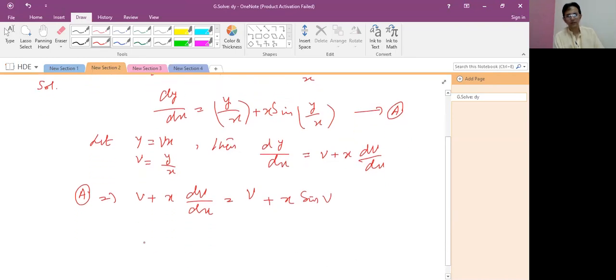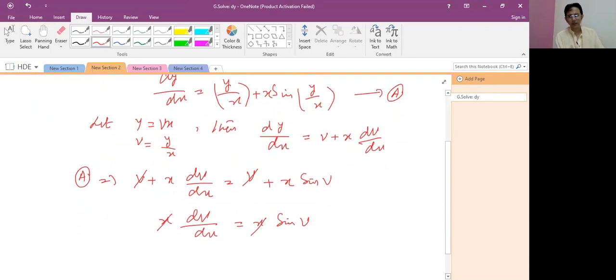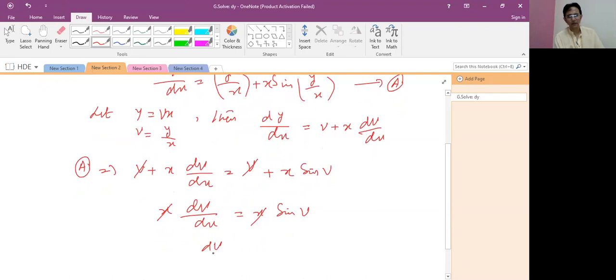Now the second step, if we transfer the value of v, it is positive on both sides, so if we transfer it they cancel each other. x into dv over dx equals sine of v, now the remaining term is x into dv over dx equals sine v.